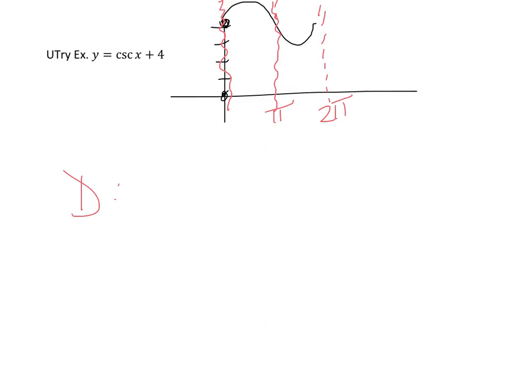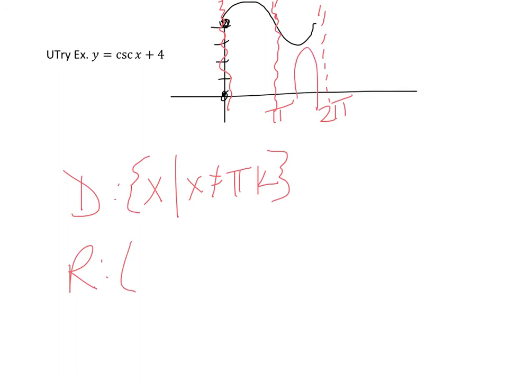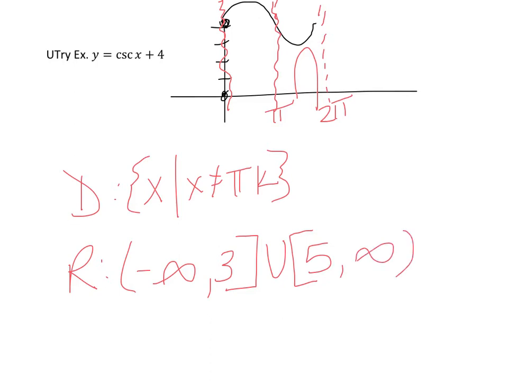Domain. All x such that x does not equal pi k. Range, up and down. I'm talking about the parabolas, so they're going from negative infinity up to 3, inclusive, union, including, let's see, that'd be 5, on up to positive infinity.